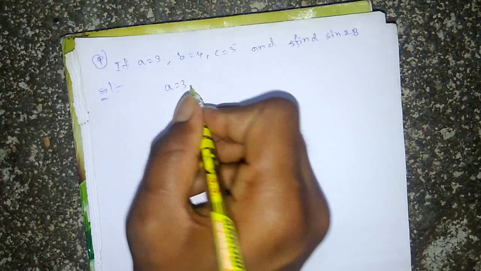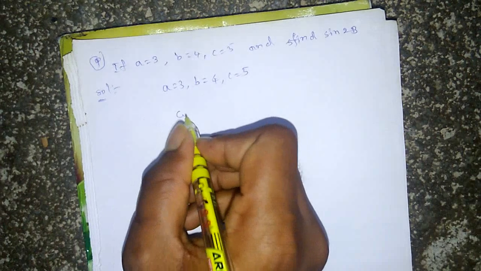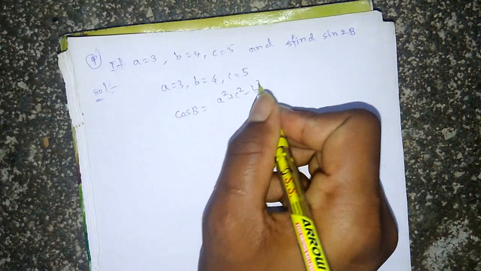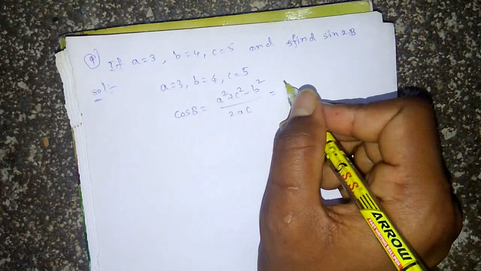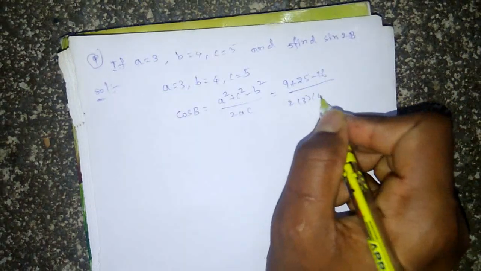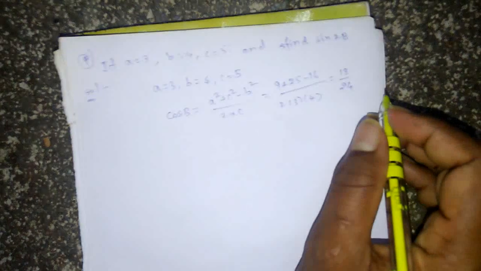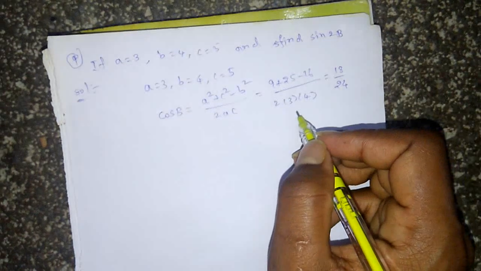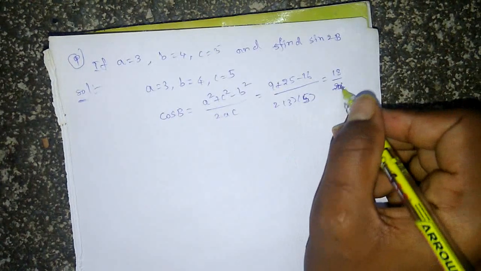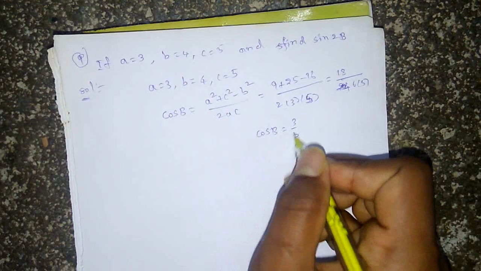So here, given a = 3, b = 4, c = 5. First let us find cos B. From the cosine rule, cos B = (a² + c² − b²)/(2ac), that is (9 + 25 − 16)/(2 × 3 × 4). 34 minus 16 is 18, by 24. This is 5 actually, that is 2 × 3 is 6, 6 × 5. Therefore cos B = 3/5.